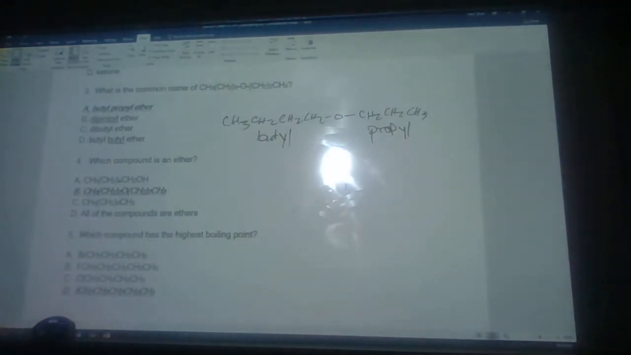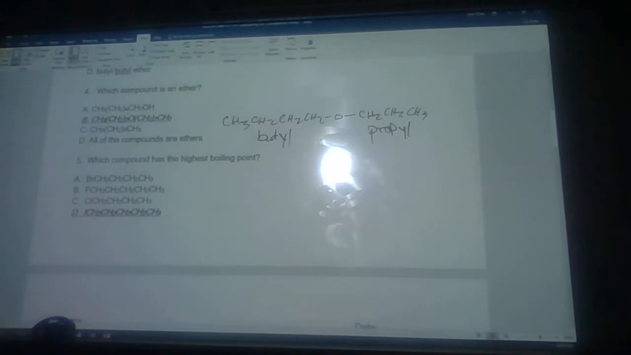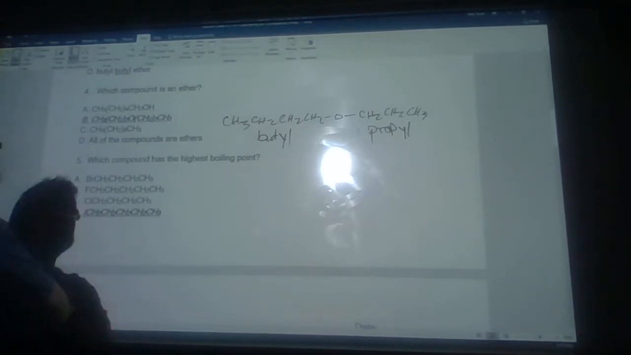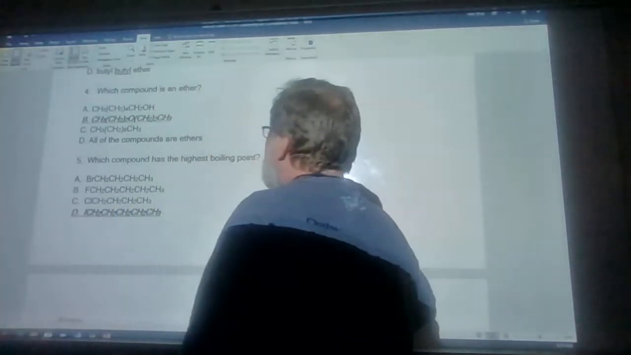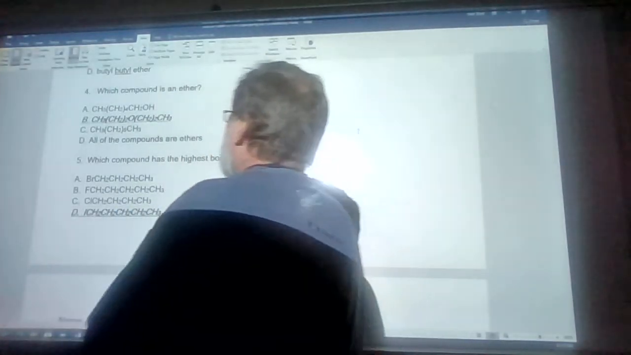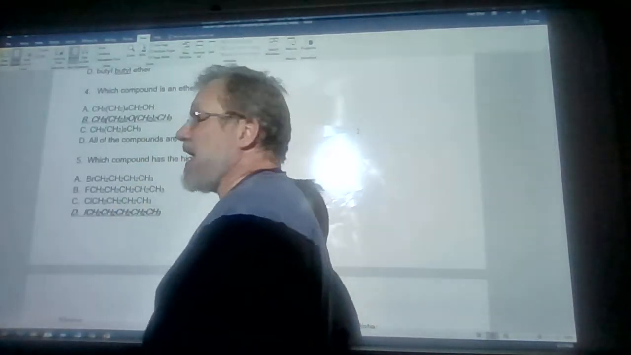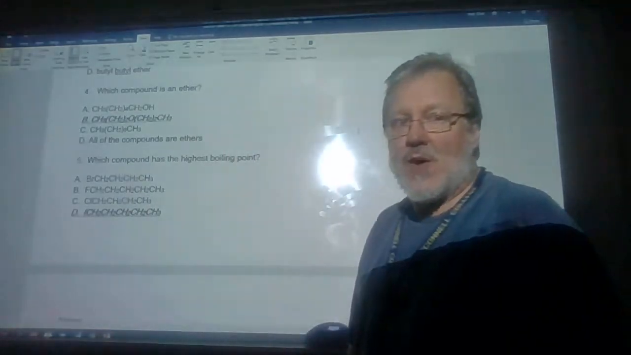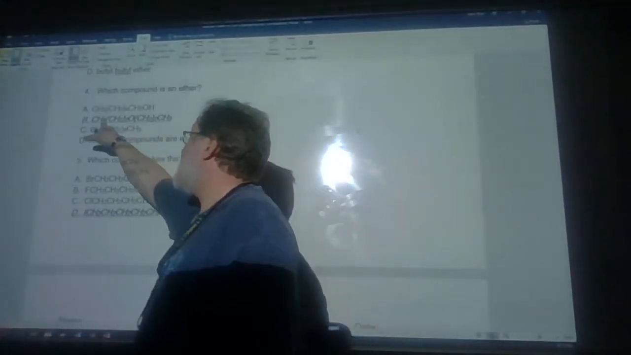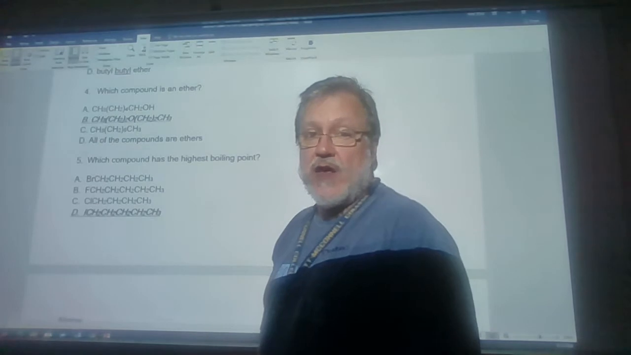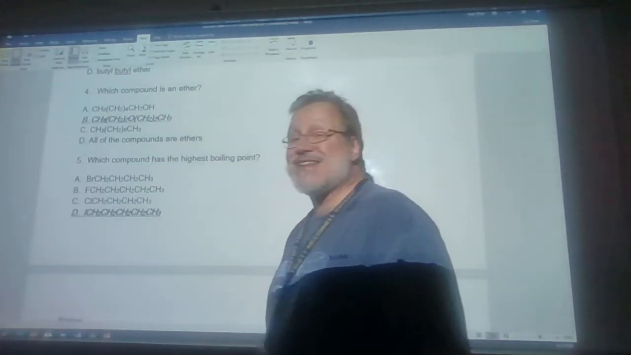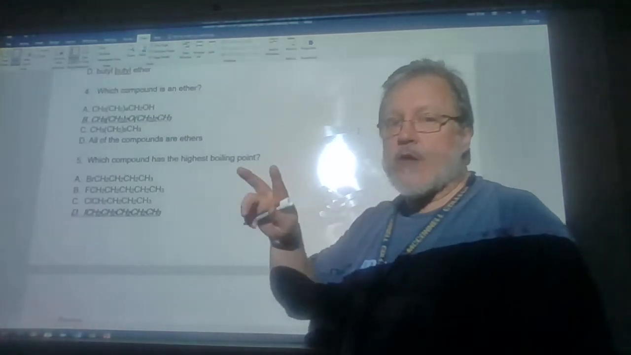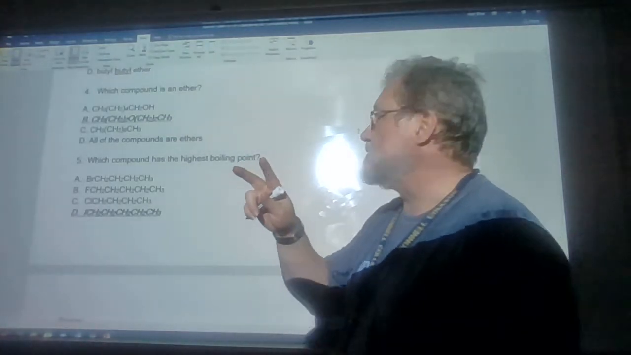Number 4. Of those compounds that are listed, A, B, C, or D, which, or is there only one of them that is an ether? This is an alcohol. It has the OH bonding structure to it. This doesn't even have an oxygen in it. This is an alkane. Number 4 is B. It is an ether because we have two carbon-containing groups attached to our oxygen.